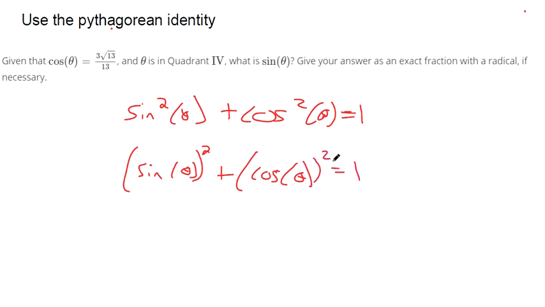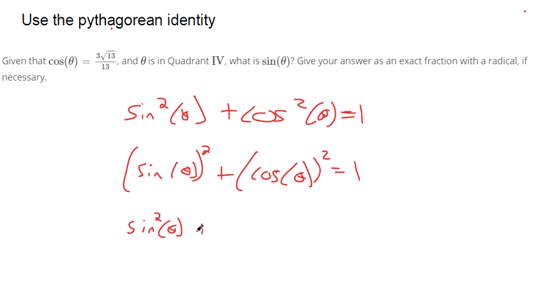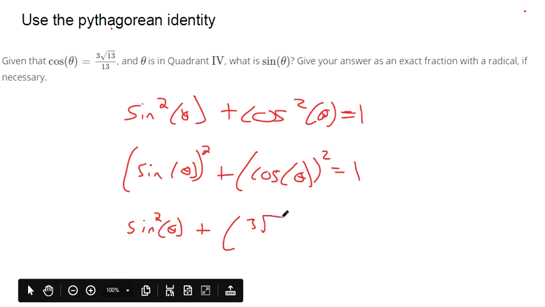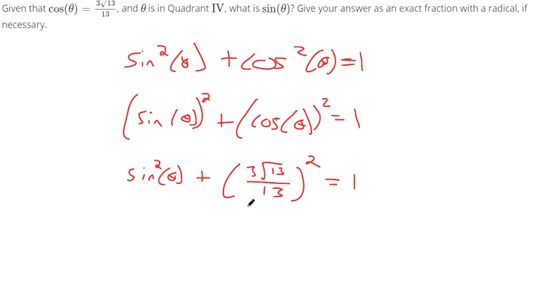Okay, so the other way of doing this problem, other than what I just did, what I did works, but if you're trying to get sine squared theta, you could plug in 3 square roots of 13 over 13 for cosine, square it, and then solve that equation algebraically. Just remember, when you take a square root, you get 2 answers. You get a positive and a negative answer.